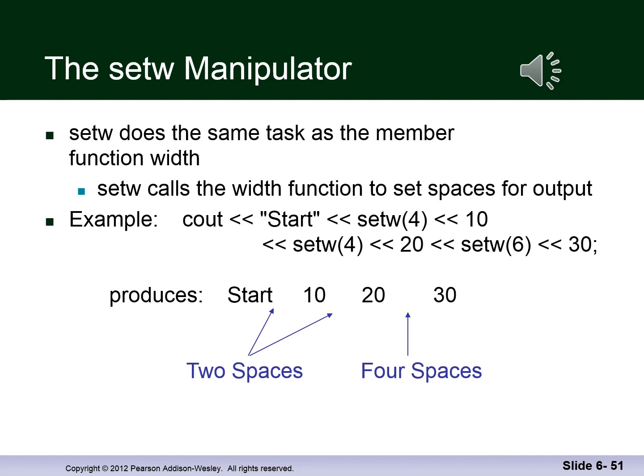manipulator, we're changing the spacing to 4, and we're outputting a 10, which puts 2 spaces to the left of it, and then we're setting the width to 4 again, outputting a 20, which puts 2 spaces to the left of it. Then we're setting the width to 6 and outputting 30, which puts 4 spaces to the left of the two digits required for 30.